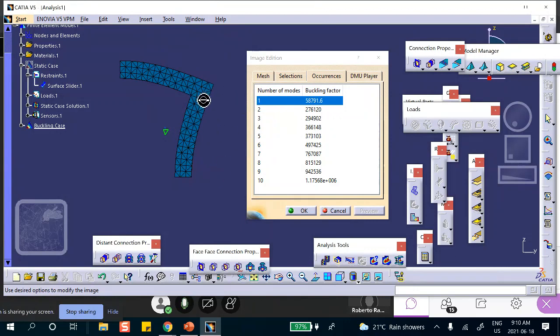You've got to be careful. To buckle this structure, in other words, surface slider, surface slider, surface slider, this is what you need. But if this was part of a bigger structure that you did not model in 3D, you need to multiply this by 2.